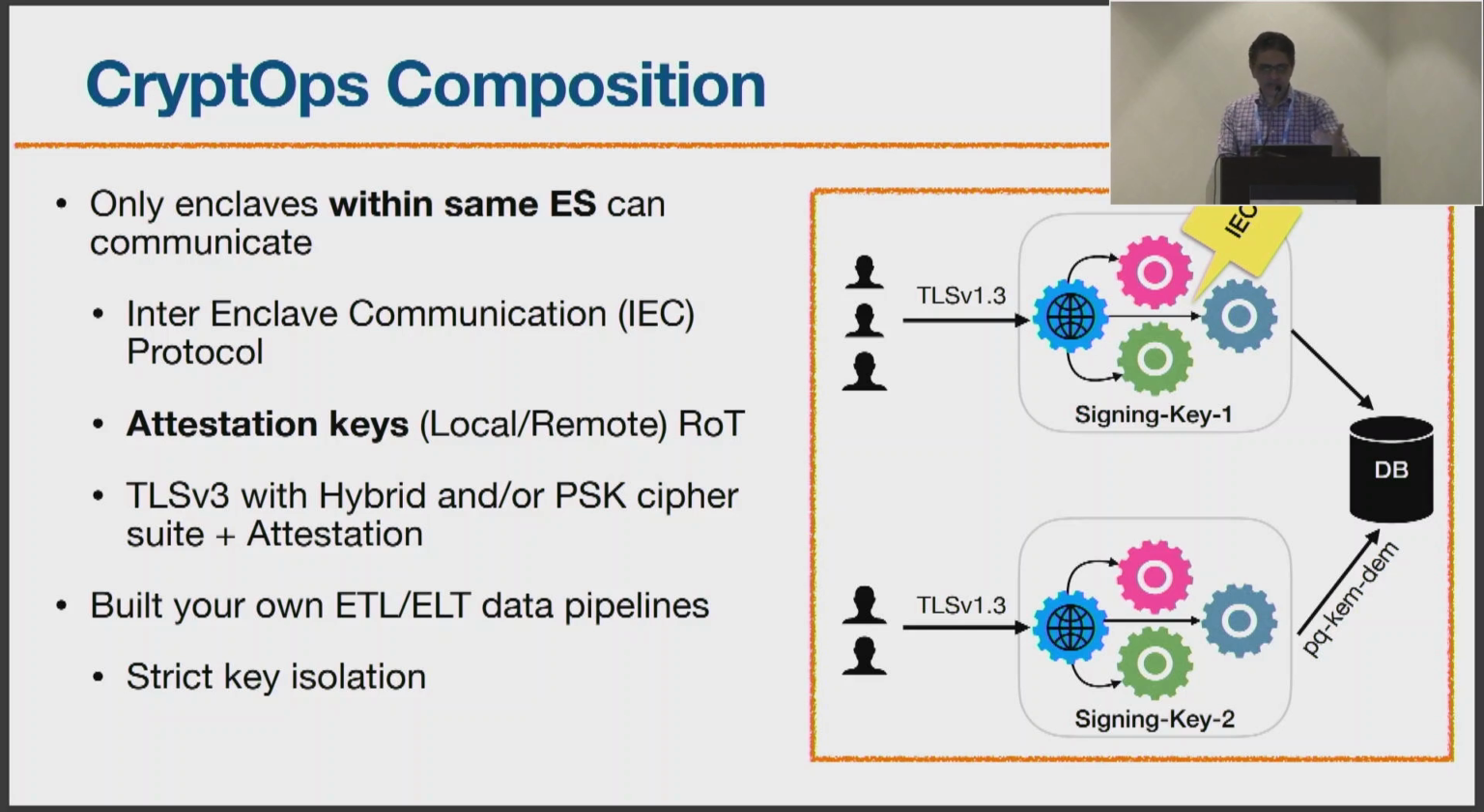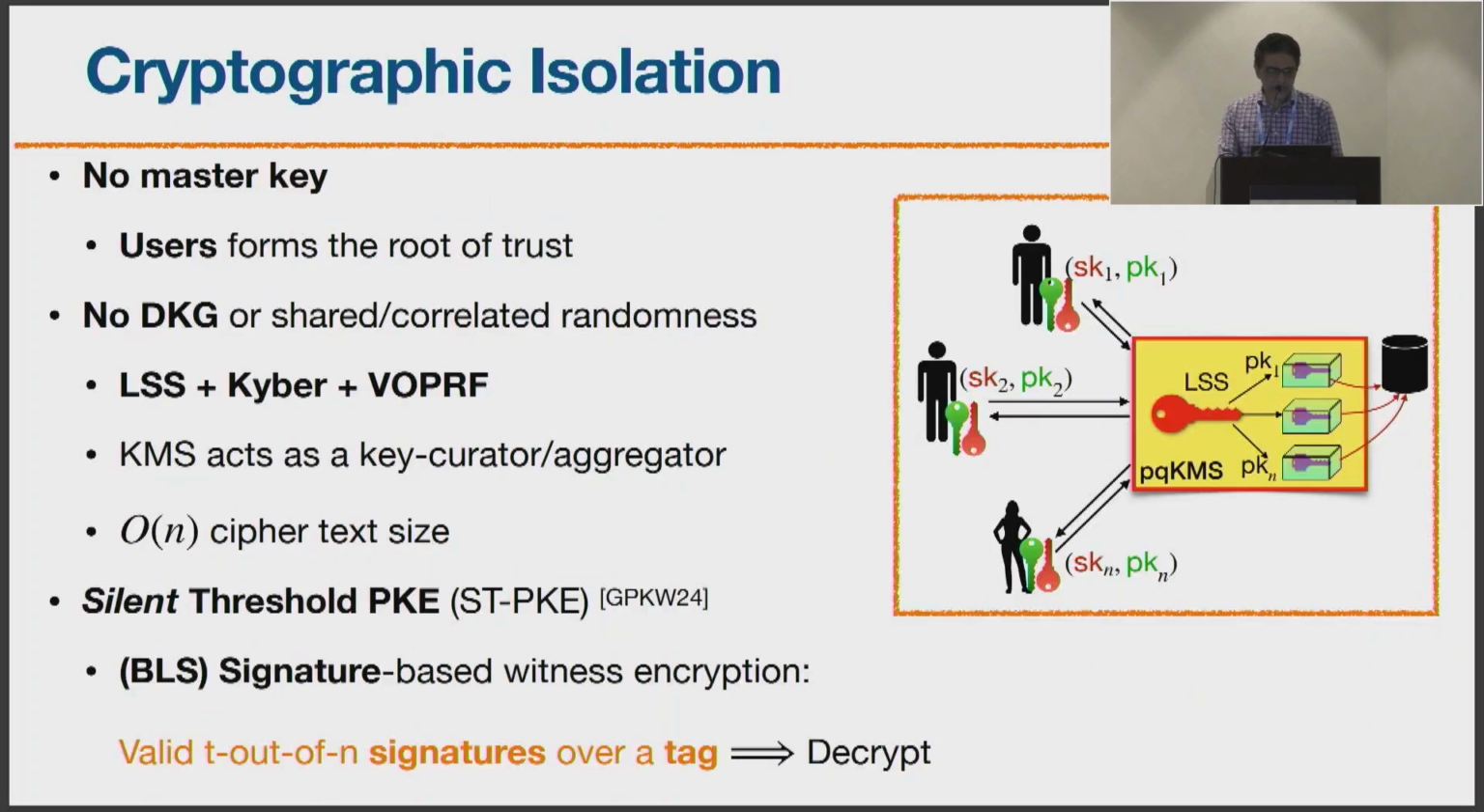So this provides a very strict level of key isolation. In terms of cryptographic isolation, per-key level isolation, we did not want to have a master key that most KMSs do. So in our system, the group of users, the quorum of users, fundamentally form the root of trust. Unlike in other KMSs where you have a domain key or a root key sitting inside the HSM, individual users, when they sign up with the system, collectively form the root of trust.